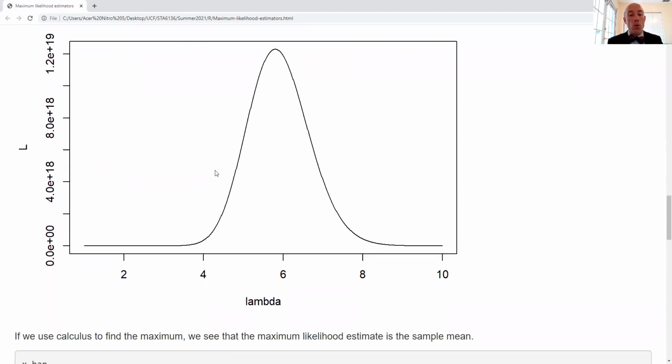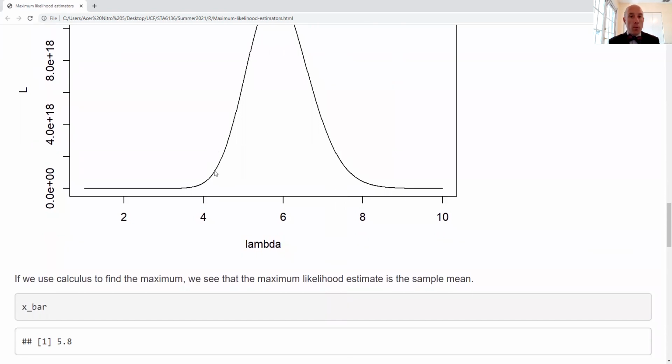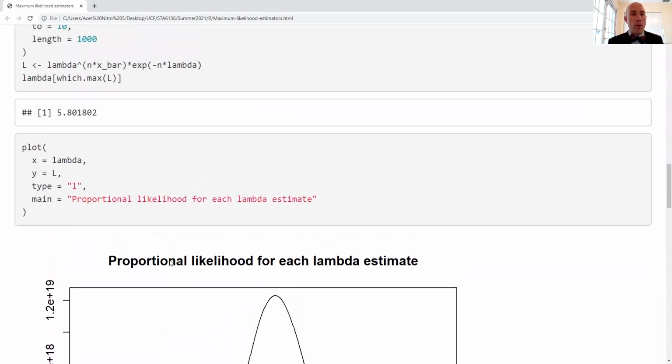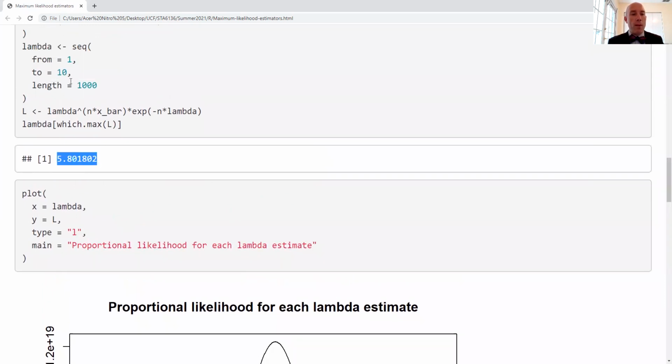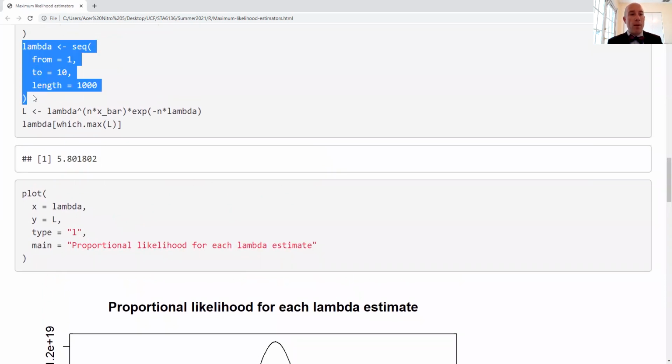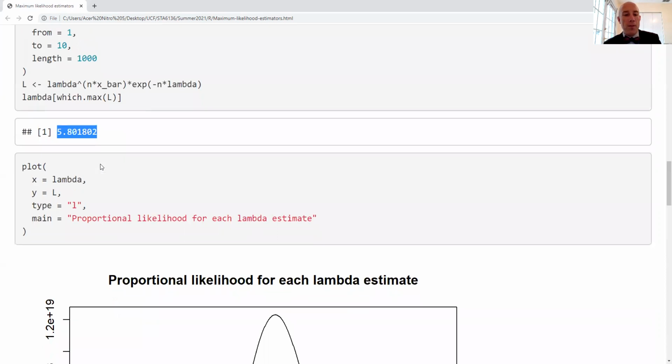Now, if you were to go through and do the pencil and paper calculus and worked it out, you would find that the maximum likelihood estimate of lambda is actually x bar, which is 5.8. Hey, isn't that what we got? So my estimate was a little bit off when I did the computation route, but it's pretty close. The more values I have in lambda, and the closer the values are to each other in the vector, the better of an estimate I will get. But this is pretty darn close for the amount of work I put in.